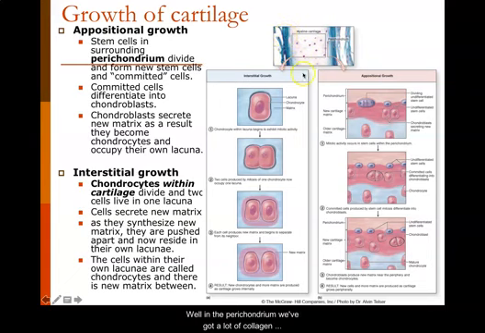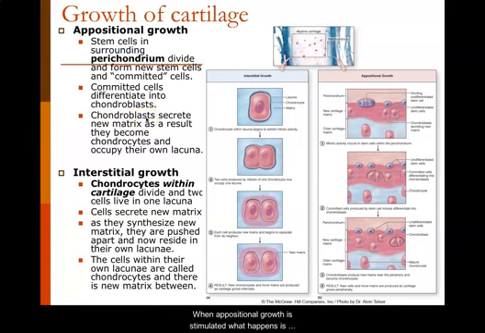Well, in the perichondrium, we've got a lot of collagen running every which way. It's dense, irregular connective tissue, but it's just a thin covering. And scattered amongst the fibroblasts that are normally found in dense, irregular connective tissue are also going to be cells called chondroblasts. So blast is typically a cell that's immature. Chond, remember, was cartilage. So chondroblasts are immature cartilage cells.